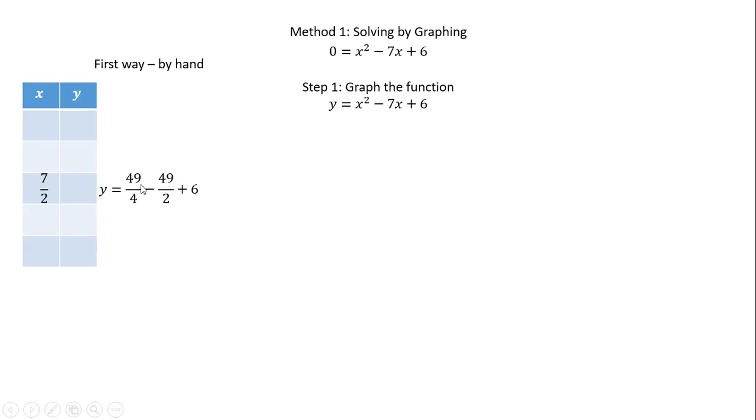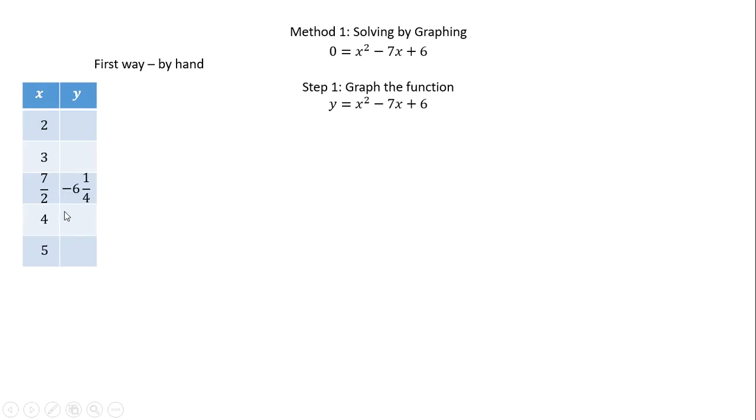Notice we have negative 49 fourths minus 49 halves. That will pretty much always happen, something like that, where the 49 fourths is exactly half of the 49 halves. Simplify, a negative 12 and a fourth plus 6, negative 6 and a fourth, stick that in our table. So then we have 7 halves, that's 3 and a half. We can plug in some other values here.